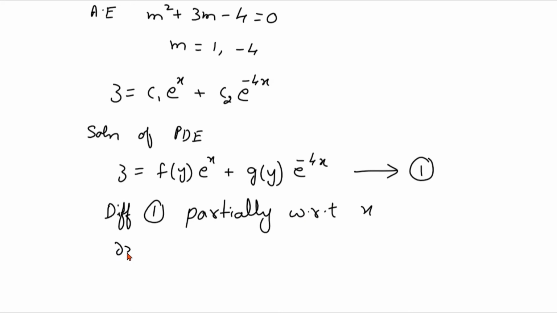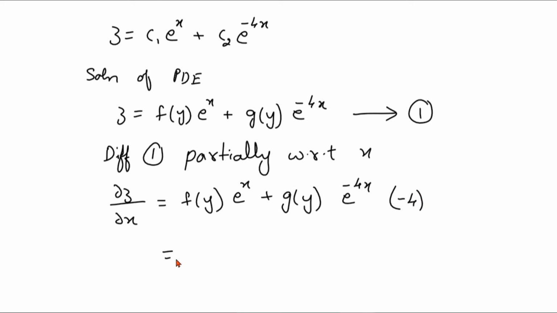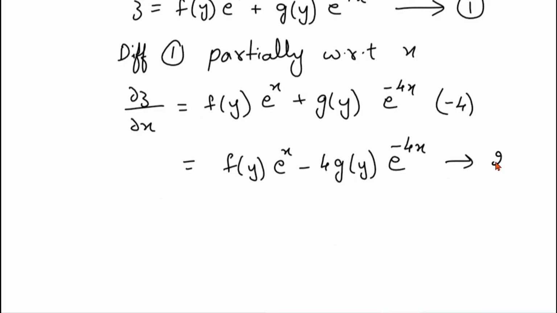So we get ∂z/∂x is equal to, keeping f(y) as it is, differentiation of e^x will be e^x, plus keeping g(y) as it is, differentiation of e^(-4x) will be e^(-4x) into differentiation of -4x, which will be -4. So if we try to rewrite this, it will be equal to f(y) into e^x, plus into minus will be minus 4 times g(y) into e^(-4x). Let me take this as equation number 2.